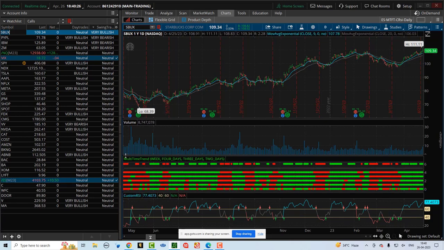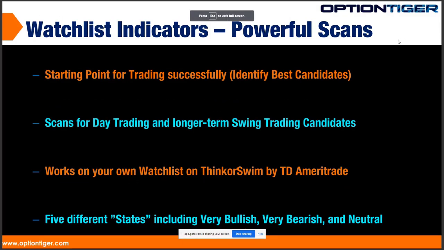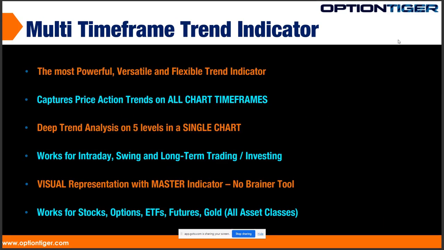The next indicator we are going to talk about is all these red and green dots. That is the multi-time frame trend. So let's go back to our presentation here. The goal of these scanners is to identify the best candidates at this particular time. And once that is done, you want to understand the trend, because that's the next step. Which stocks are trending bullish or bearish?